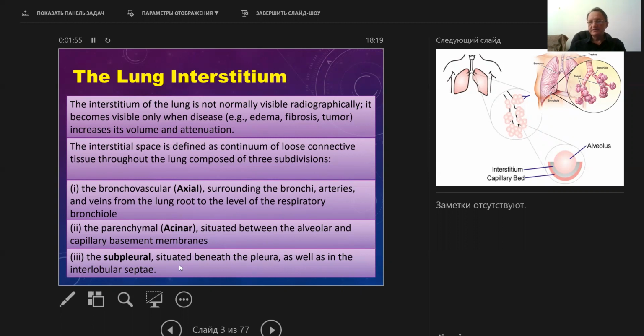The lung interstitium in the normal case is not visible radiographically and becomes visible only in case of a pathological process, including edema, fibrosis, tumor, scarring, which lead to increase in its volume and attenuation.